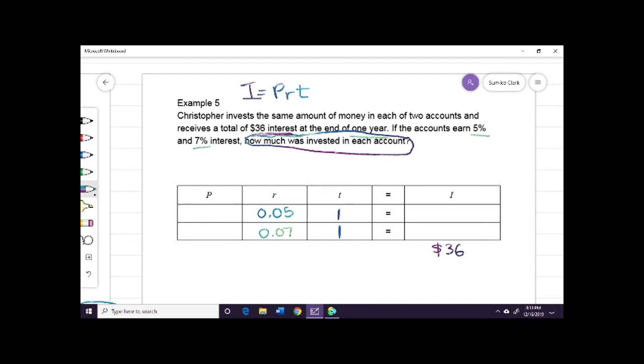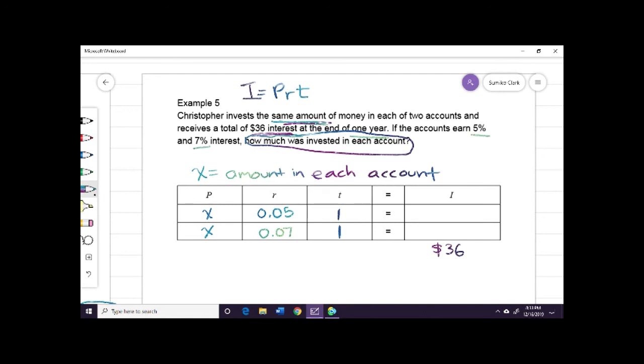So let's assign X. Let's say X equals the amount in each account. Okay, and this makes it easy. We can just put X in both of those because they have told us that Christopher puts the same amount in each account. When you get into Algebra 2, you'll have different amounts, and so they actually made it easy for us here.